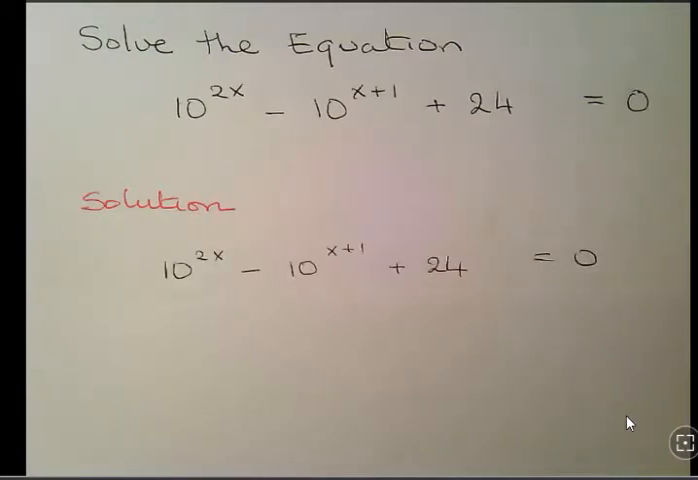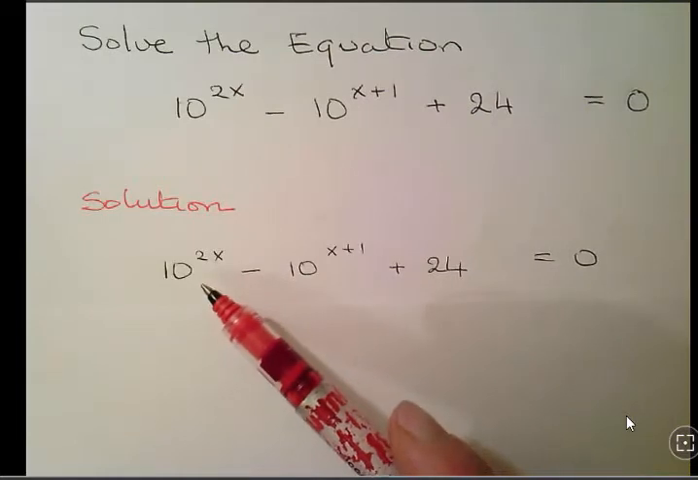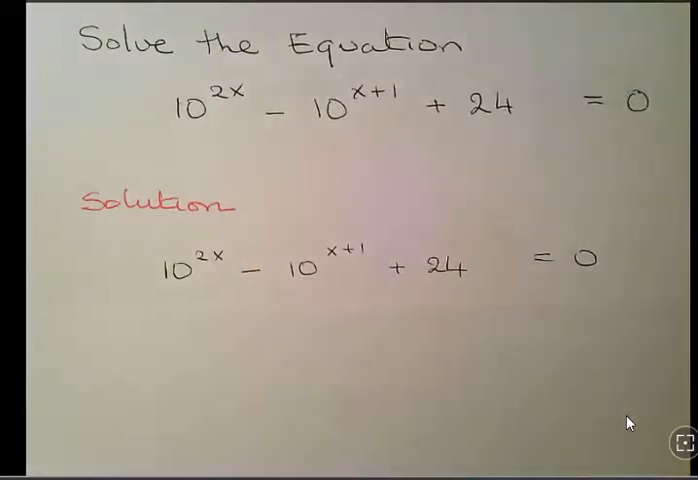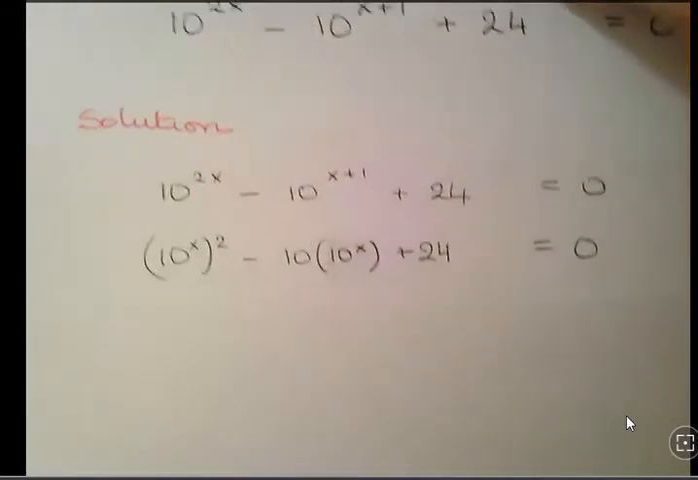So what we're going to do here is just state the numbers there again. But essentially what I'm going to remark upon here is 10 to the 2x can be rewritten as 10 to the x squared. That's one of the rules of powers. 10 to the x plus 1 can be written as 10 to the x times 10 to the power of 1, or in other words, 10 times 10 to the x. 24 we'll just leave alone in this particular instance. So that's just what I've used there.